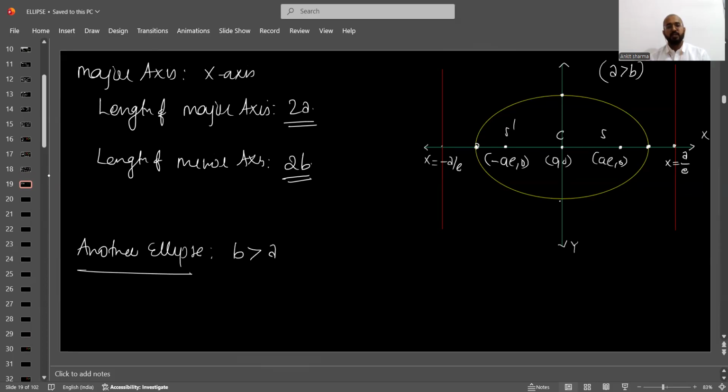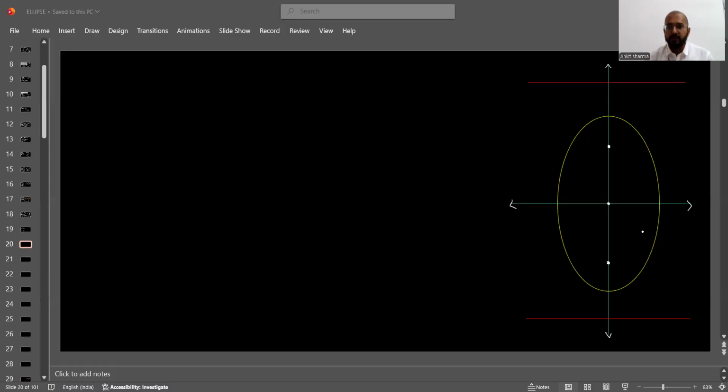My b is more than a. That is, the major axis now becomes the y-axis. What kind of ellipse are we going to have? Let's see. The ellipse would be looking like this. And now this is my x-axis here, and this is going to be the y-axis. So here also everything remains the same.